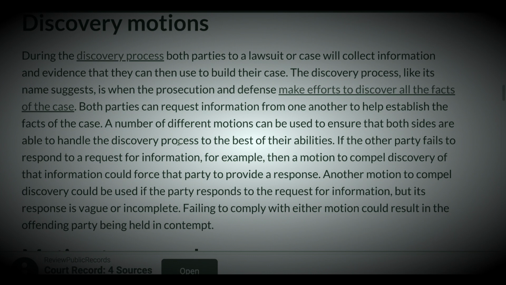If the other party fails to respond to a request for information, for example, a motion to compel discovery of that information could force that party to provide a response. Another motion to compel discovery could be used if the party responds to the request for the information, but its response is vague and incomplete. Failing to comply with either motion could result in the offending party being held in contempt.